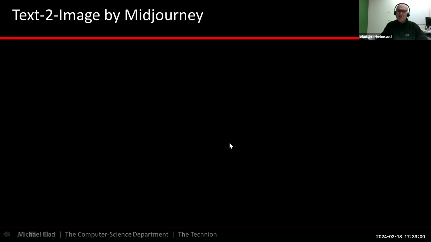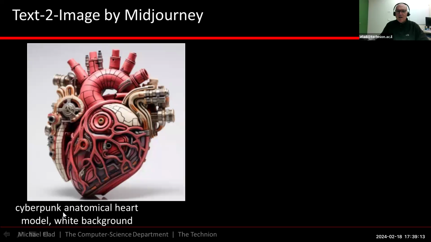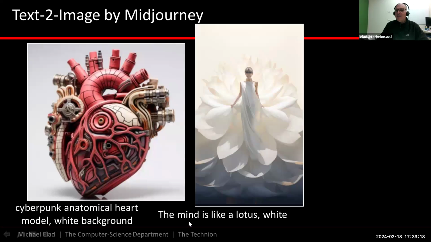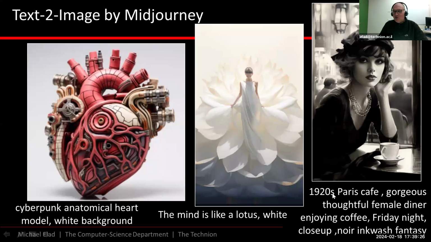And Midjourney. Midjourney is somewhat different. Midjourney is so sophisticated that you can actually specify the camera that took the image in order to get specific F number kind of results, etc. Cyberpunk anatomical heart model, white background. Or the mind is like a lotus, white. I mean, it's poetry, turns into an image. Or this one, 1920s Paris cafe, gorgeous, thoughtful female dinner, enjoying coffee, Friday night, close up, noir ink wash, fantasy. And you get this one. Just amazing.